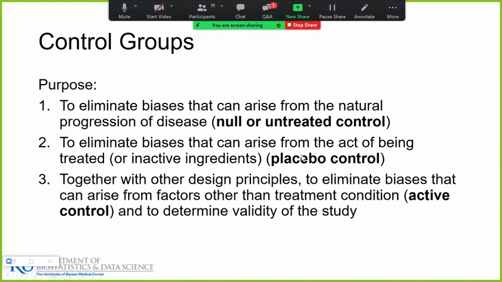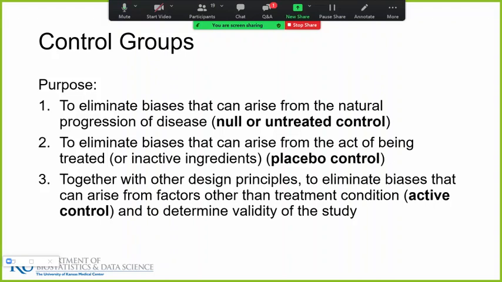If we have a placebo control, that just eliminates biases that can arise from the act of being treated or potentially the inactive ingredients in a drug that may or may not have effects. They shouldn't, but they may. And then, of course, on a lot of clinical trials, we have what are called active controls. A lot of times it's the standard of care. And those are great because if it's a standard of care, we know how these patients are supposed to respond.